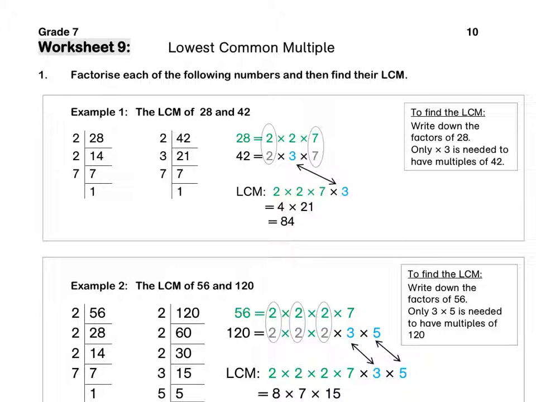Then 2 times 2 is 4. 7 times 3 is 21. And when we multiply it all together, we get 84.